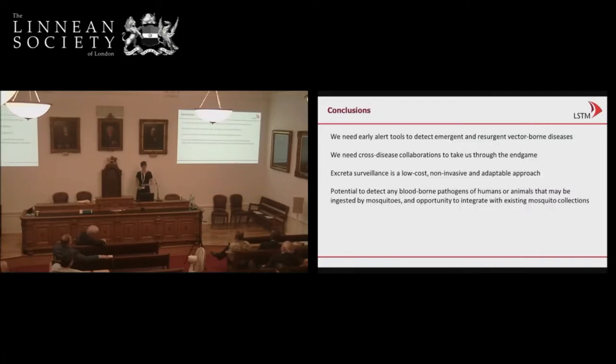So to conclude, we need an early alert tool to detect emergent and resurgent vector-borne diseases. We will require cross-disease collaborations in order to take us to the end game. So thinking about a tool that allows us to screen for multiple pathogens at the same time. We think that excreta surveillance is a low-cost, non-invasive, and adaptable approach that does have some utility, especially for these very, very low prevalent infections where we want to confirm an absence. And with the potential to detect any bloodborne pathogen, we really want to explore what else we can do for this. And so in addition to non-mosquito-borne diseases, what about non-vector-borne diseases? And we're also looking to see whether we can use this to screen for certain alleles, such as drug-resistant alleles, in a community to get more information about the parasite population.